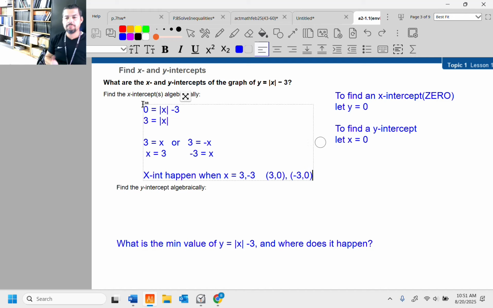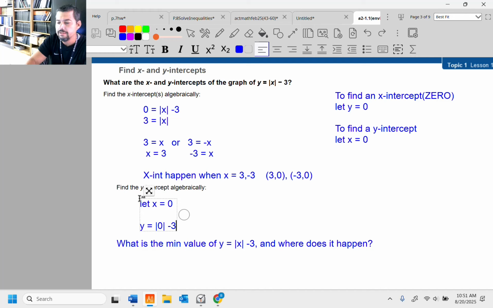So think about your ordered pairs as well. All right, find the y-intercept algebraically. Here we just let x be 0. Remember, that's what we just wrote down, let x equal 0. So it would say y equals the absolute value of 0 minus 3.